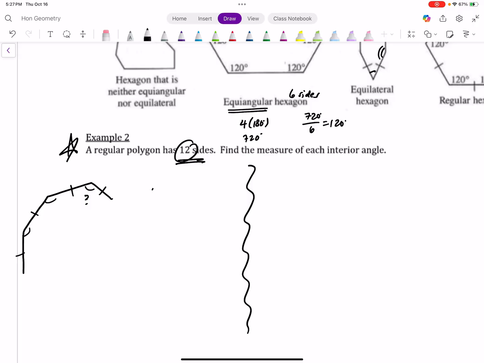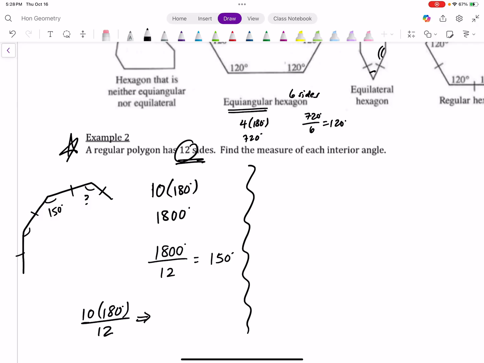So if there's 12 sides, that means if I picked a vertex, drew in all the diagonals, I'd create 10 triangles. So I know there's 1,800 degrees total. If I take that 1,800 degrees and divide it up 12 at a time, each one of those angles is 150 degrees. Okay, so I did it kind of in pieces. Most people probably do it in pieces, but I think it'd be more efficient to do it another way. All right, and there is nothing wrong with that.